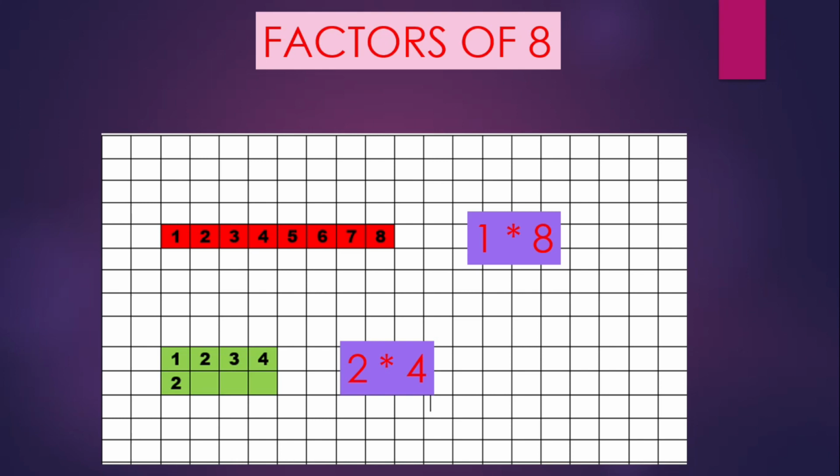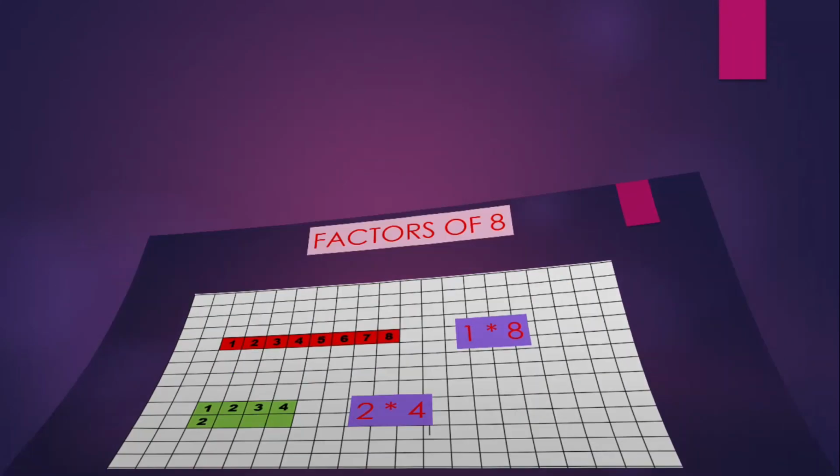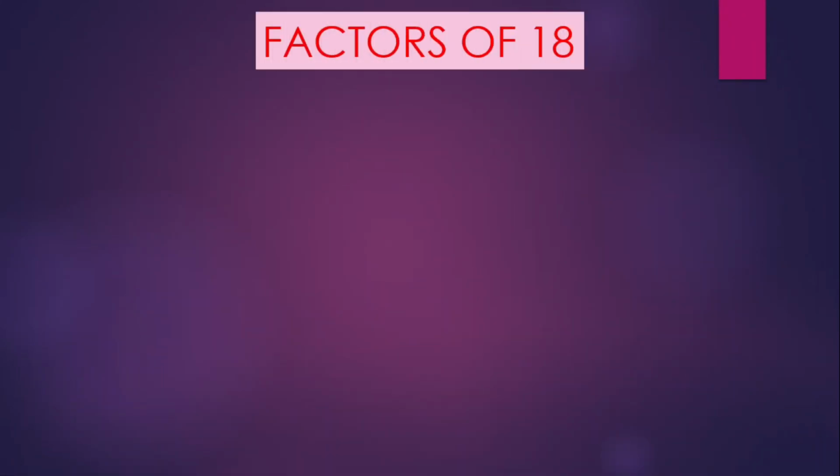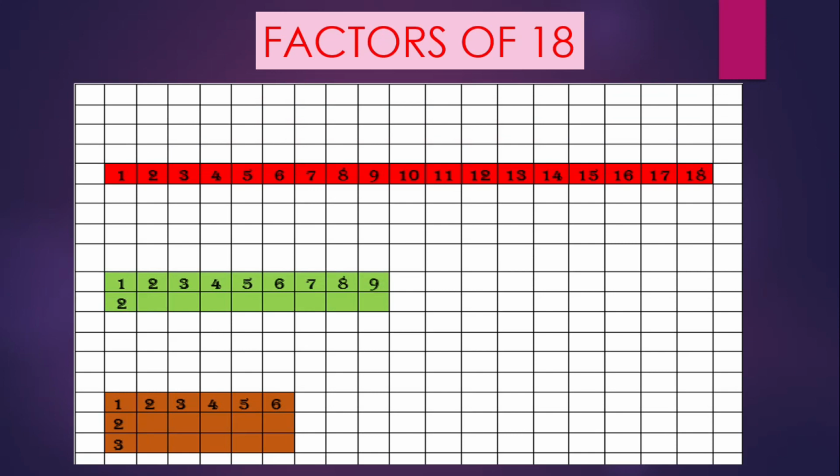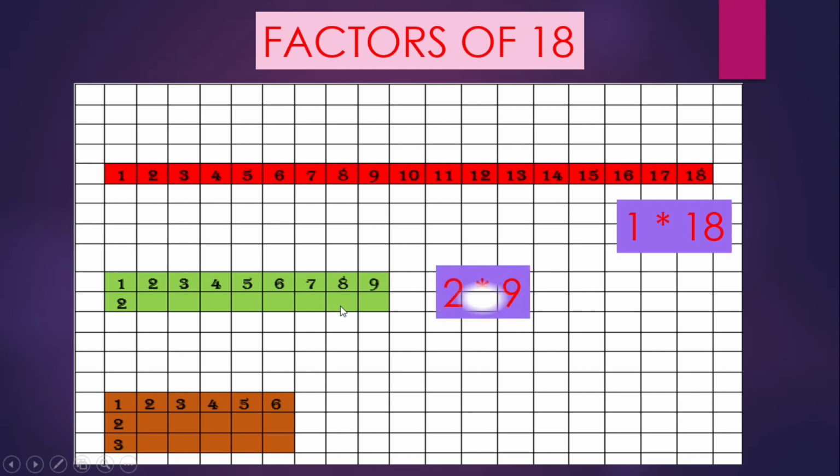Now moving on to the third number, and that is 18. So let us learn how to make factors of 18. As you can see here, again 1 18s are 18 is the first factor of 18, shown in a horizontal line. Then we have the second factor of 18, that is 2 9s are 18, shown in the form of a rectangle as you can see here.